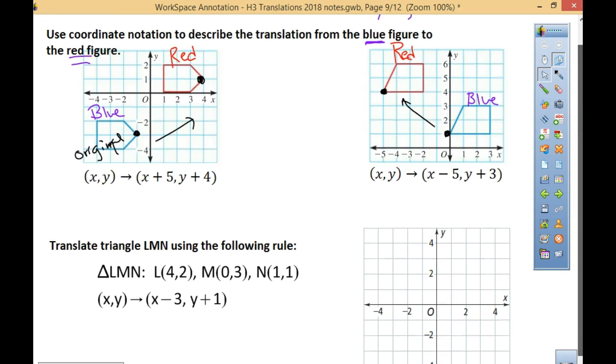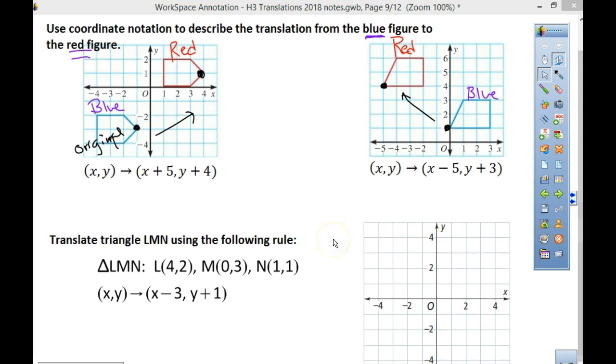Yeah. So far, most of you are going to like the reflections and translations. Tomorrow gets a little more into the rules, you got to be careful with it. But now we want to plot in this last one. So we're going to plot the point L, which is over at 4, 2, letter L. Then M at 0, 3, which means we are not moving left or right. We are going up 3. That is my point M. Then I have N at 1, 1. So we still have a triangle.